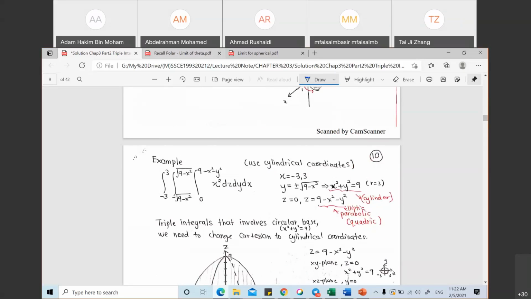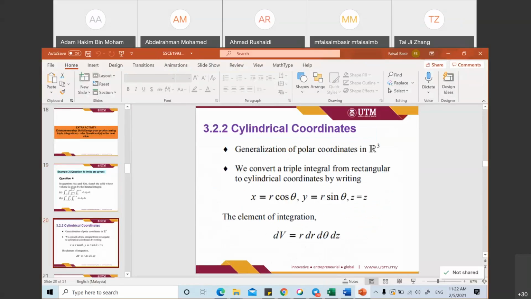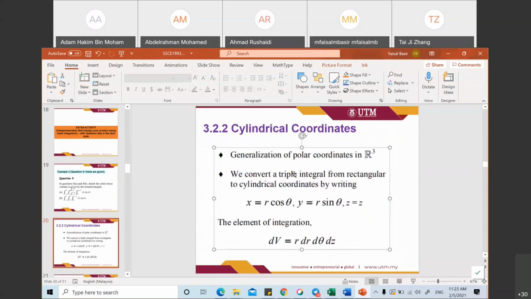Okay, we come to cylindrical coordinate. So cylindrical coordinate is a generalization of polar coordinate. We convert the triple integral from rectangular to cylindrical coordinate by writing x equals r cos theta, y equals r sin theta, z equals z. This is just the addition of this only.